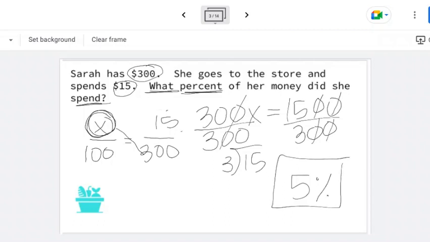Now let's think about that. 5%. That is a very low percent, but she only spent 15 out of $300. So she spent a very low amount. So those two match up, and that would be reasonable.